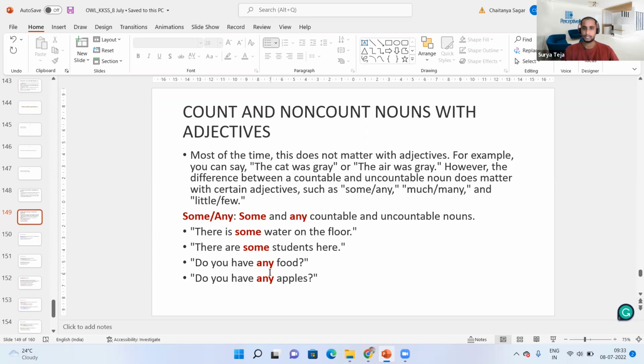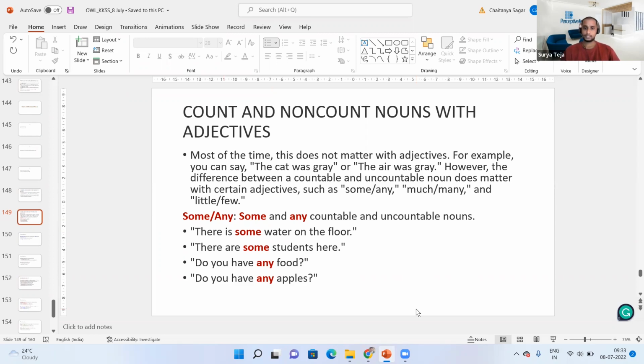And if you see any, it is used for food. Food is an uncountable noun. It is a non-count noun. Do you have any food? We also say, do you have any apples? Apples here is a countable noun. Food is an uncountable noun. So it is used for both things. So with some or any, there is no confusion. It is applicable for countable and non-countable nouns.